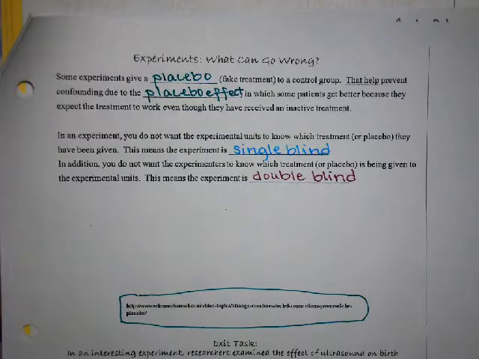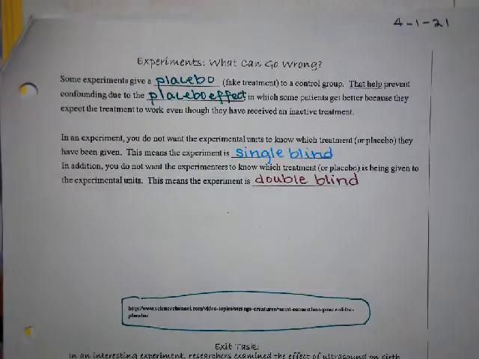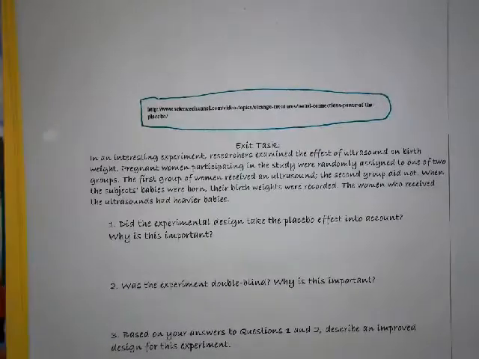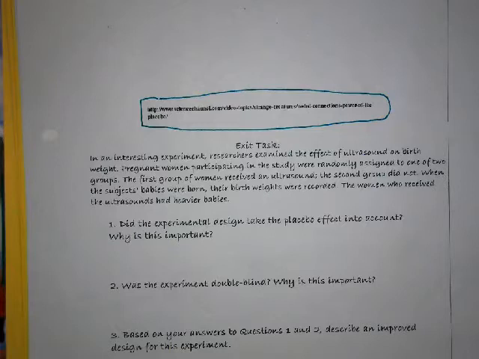In an interesting experiment, researchers examined the effect of ultrasound on birth weight. Pregnant women participating in the study were randomly assigned to one of two groups. The first group of women received an ultrasound. The second group did not. When the subjects' babies were born, their birth weights were recorded. The women who received the ultrasounds had heavier babies. Did the experimental design take the placebo effect into account?